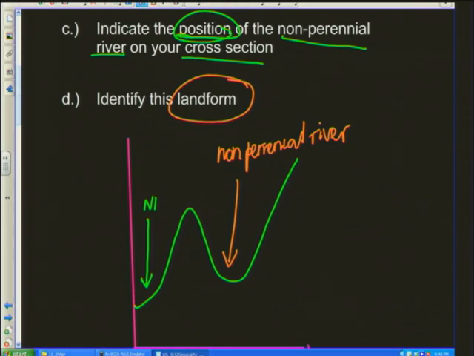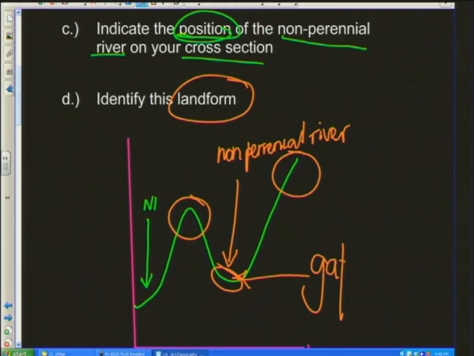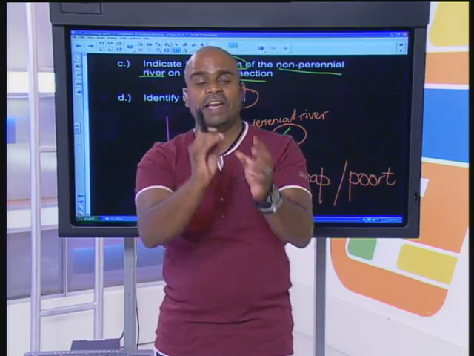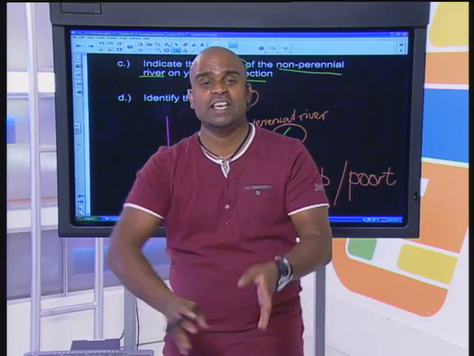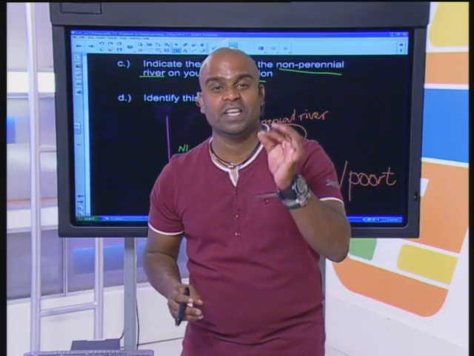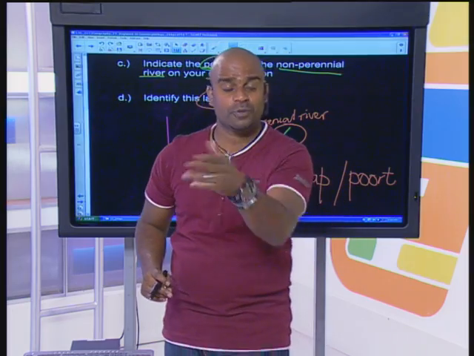Identify this landform. Note, two areas of high peaks with a river or non-perennial river that flows in between. This particular landform we refer to as a gap if there is no river. In this case, there is a river flowing, so we call this a poort. And with that, we are able to understand the cross-section. So guys, this is essentially the elements of drawing and interpolating a cross-section. Firstly, to construct, you'll need a strip of paper, and then secondly, you should be able to identify the points on a map.